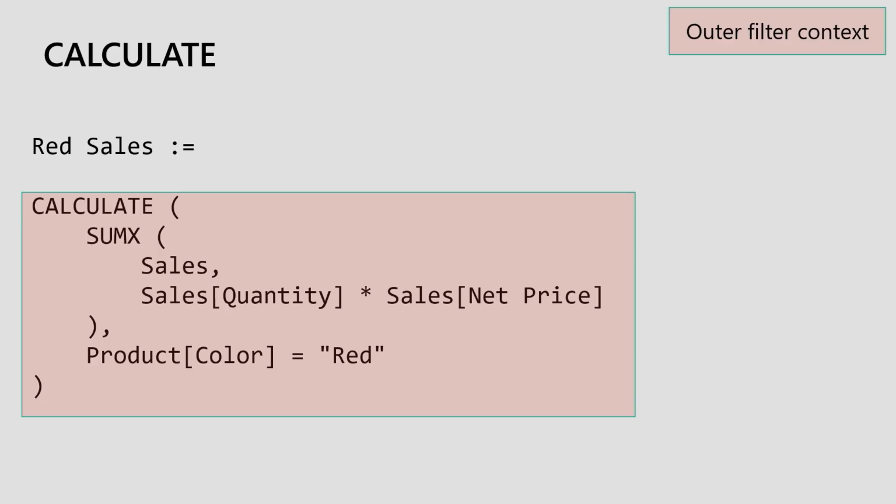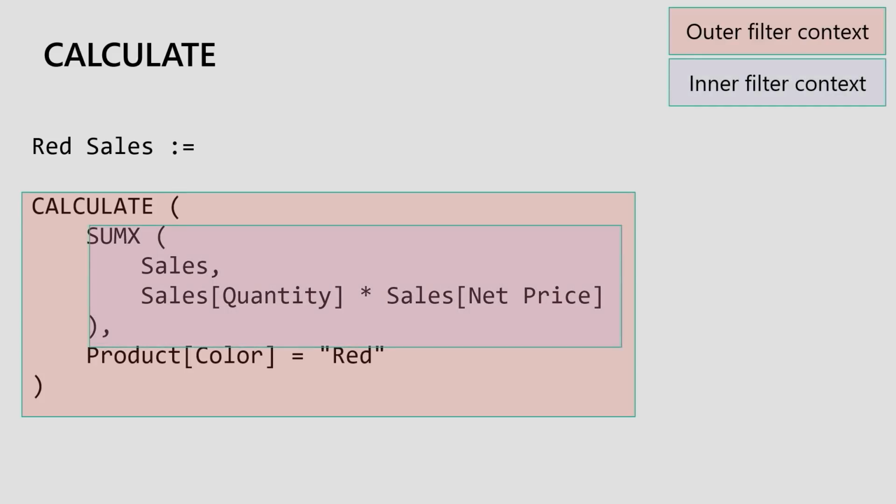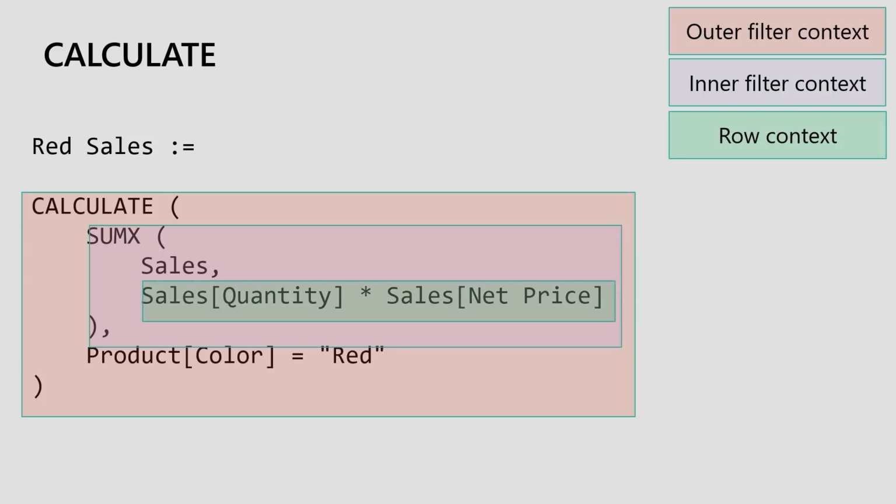But my measure is executed in a filter context, because when I write a measure and use it in my model, the measure receives an initial filter context defined by my slicers, my other visualizations, and so on. We call this the outer filter context. So the outer filter context is the filter context we have outside of CALCULATE. CALCULATE can generate an inner filter context, which is the result of the outer filter context modified by the arguments that you write in the second, third, and following arguments of CALCULATE.